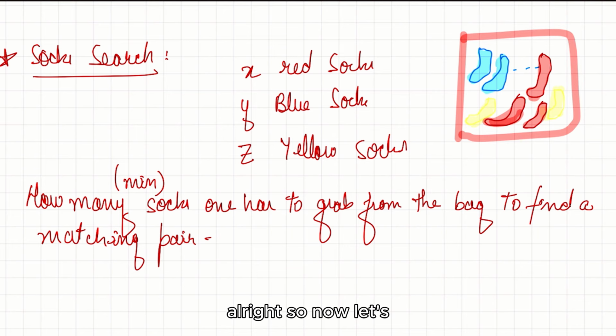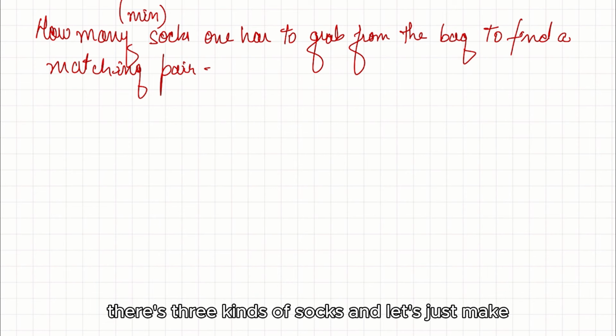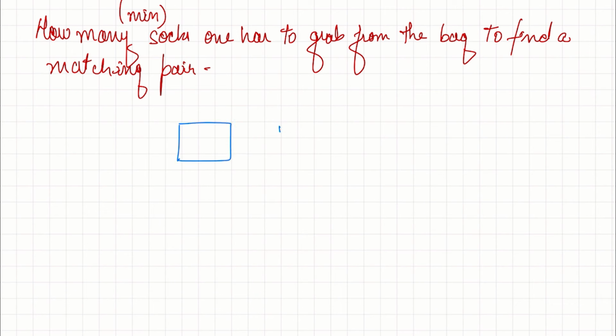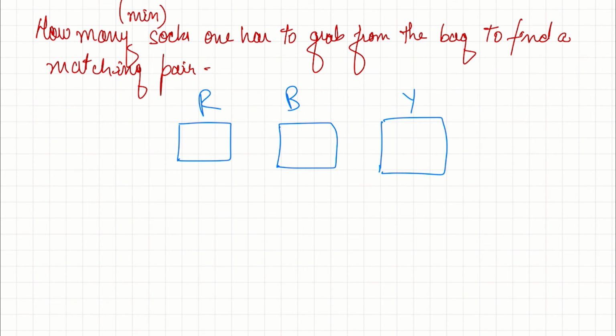All right, so now I hope you got to the answer to the problem, but if not, that's perfectly fine. We'll quickly do this. In this case, what's happening is we know that there are three kinds of socks, and let's just make notations for them. Okay, so this is red, this is blue, and this is yellow. Okay, now let's say I grab N socks.